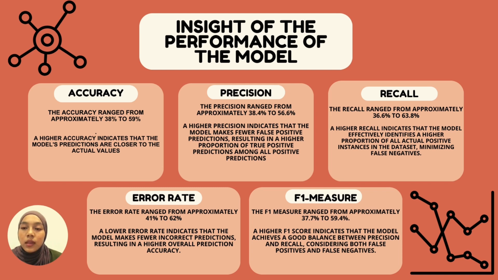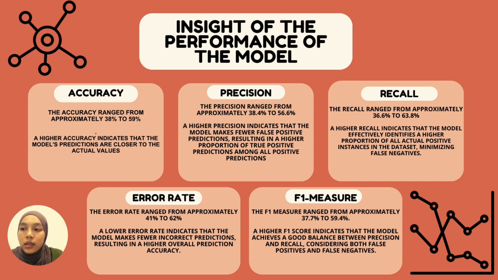For accuracy, the range is approximately 38% to 59%. A higher accuracy indicates that the model predictions are closer to the actual values. For precision, the range is approximately 38.4% to 56%. A higher precision indicates that the model makes fewer false positive predictions, resulting in a higher proportion of true positive predictions among all positive predictions.